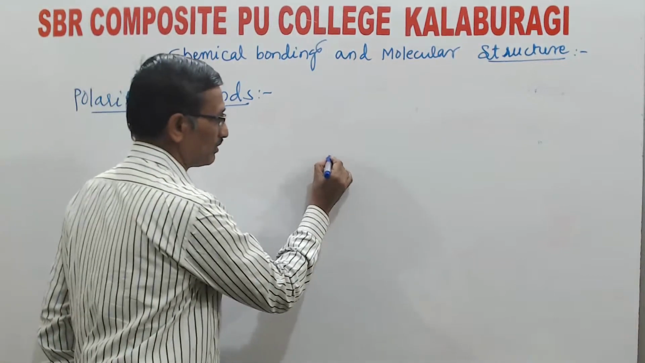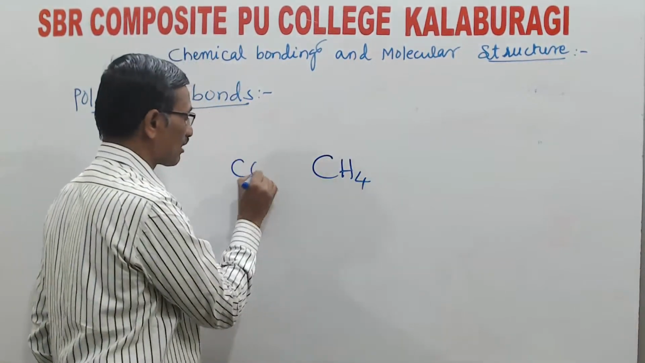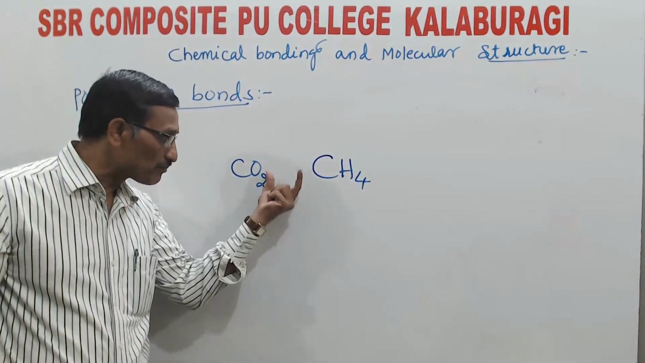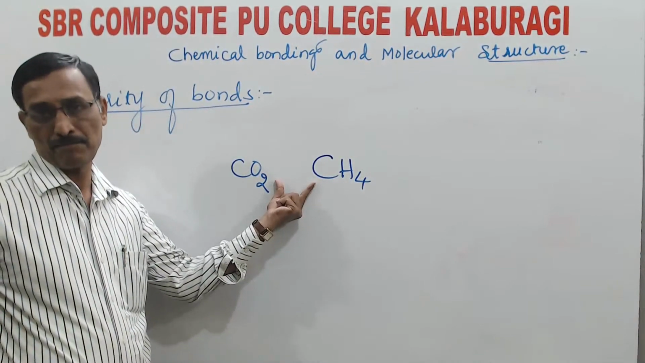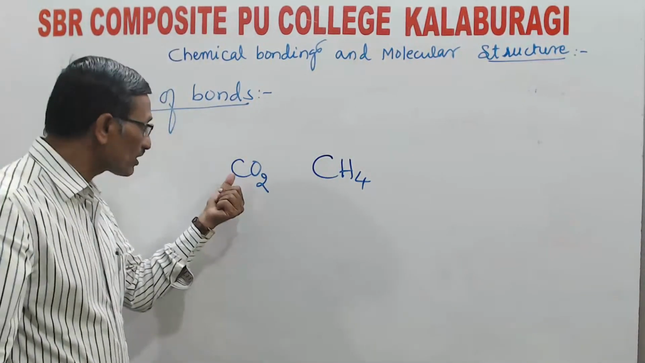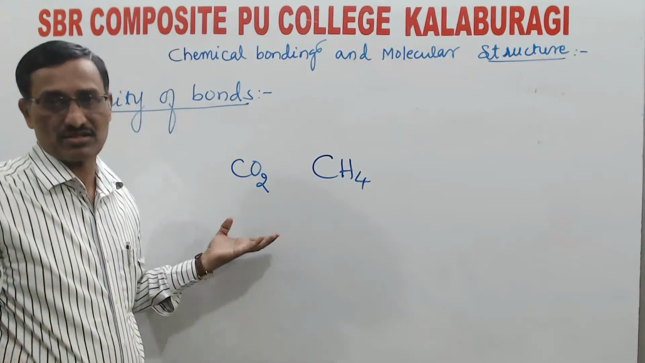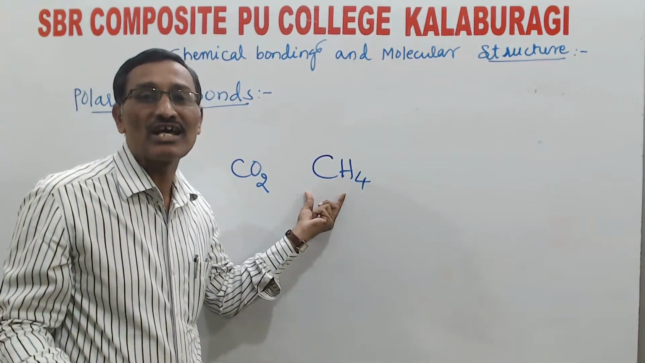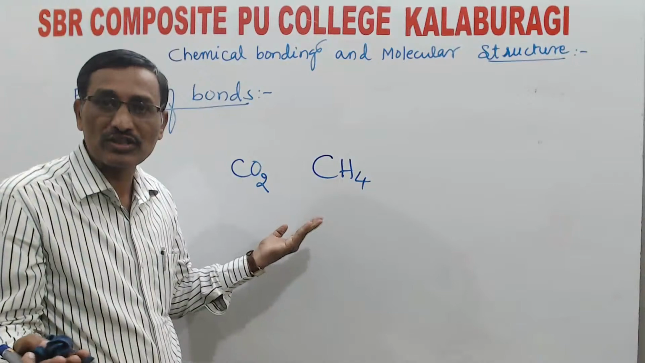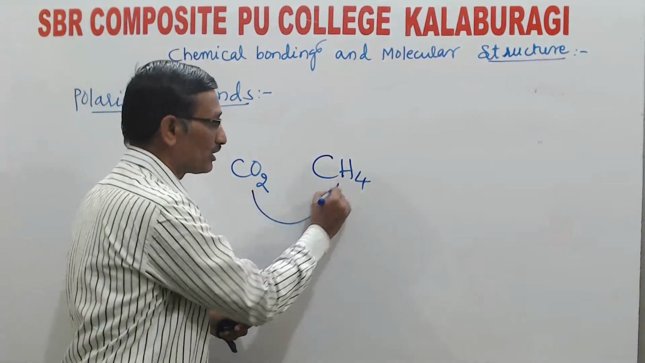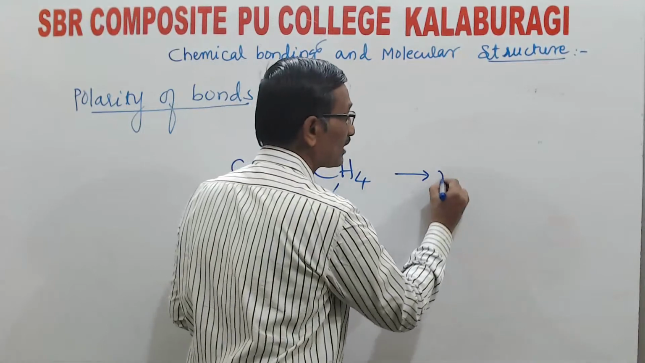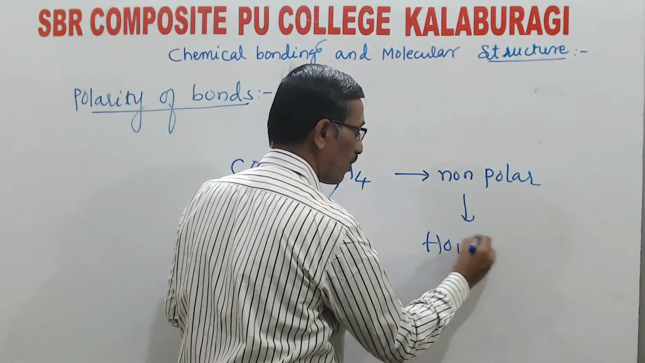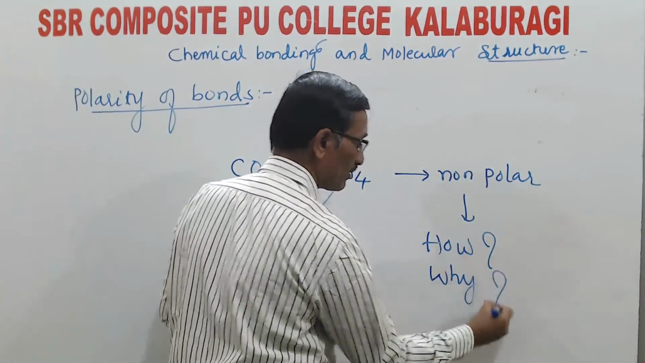Even if you take methane or carbon dioxide, two examples I am giving, are these two molecules polar or non-polar? Carbon and oxygen have an electronegativity difference, and carbon and hydrogen also have a difference in electronegativity value, so you may think both seem polar in nature. But both these molecules are non-polar, student. Then the question arises, how and why?